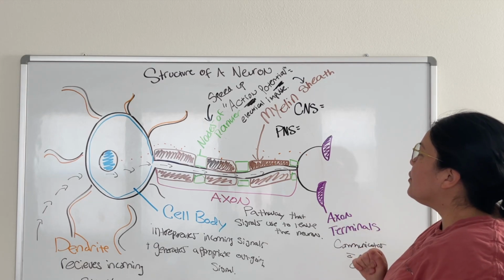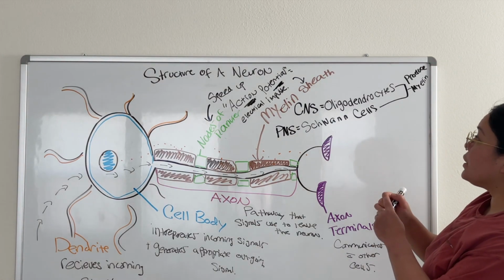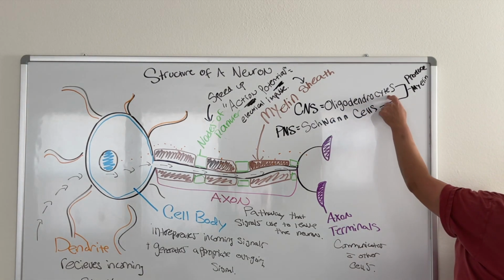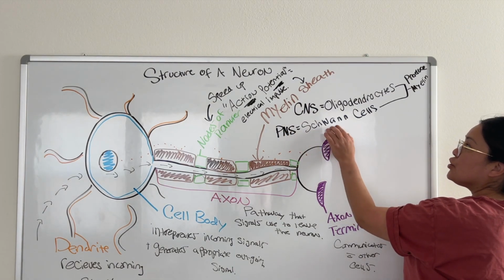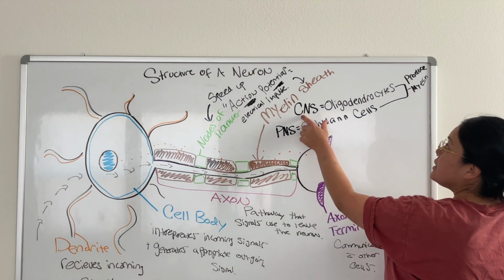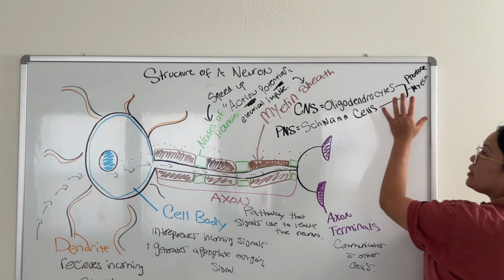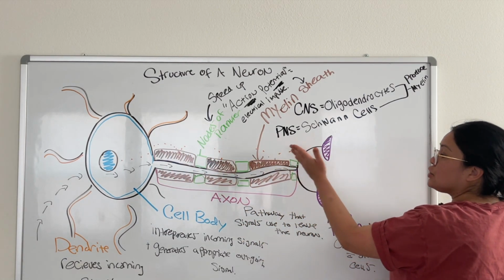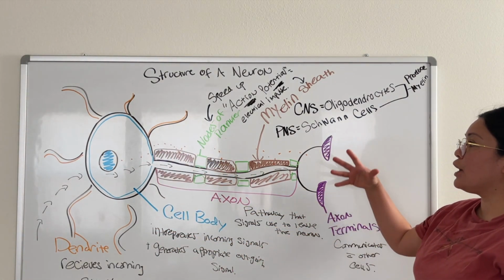So there is a difference in the myelin sheath between the CNS and the PNS. In your CNS, your oligodendrocytes are going to produce myelin in your central nervous system. But in your PNS, your Schwann cells are going to produce myelin, okay? Remember that. CNS, oligodendrocytes produce myelin. PNS, Schwann cells produce myelin. Both myelin do the same thing. They're going to help increase electrical conduction. Okay, so we've gone over all the parts of a neuron.